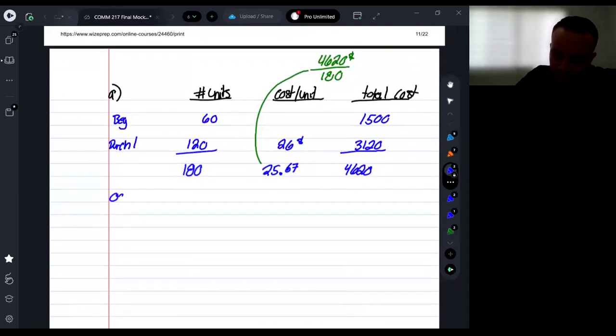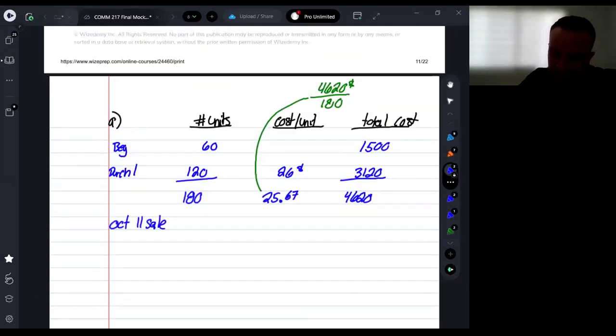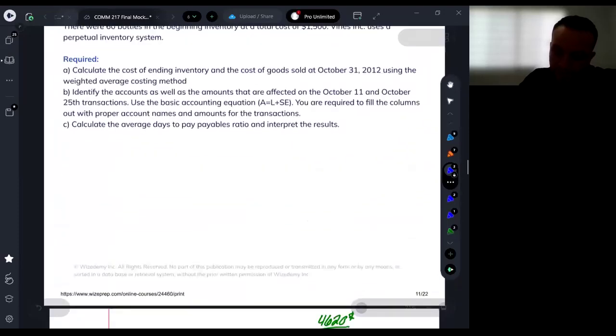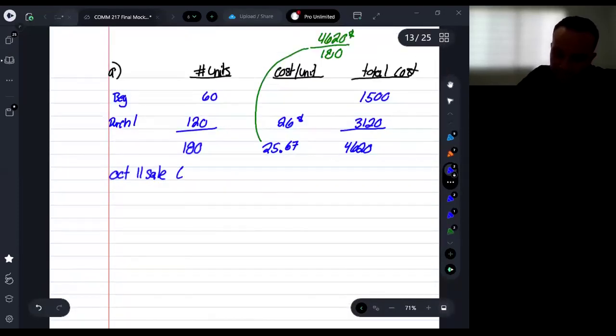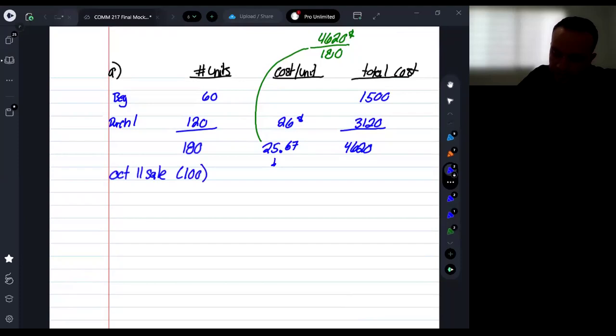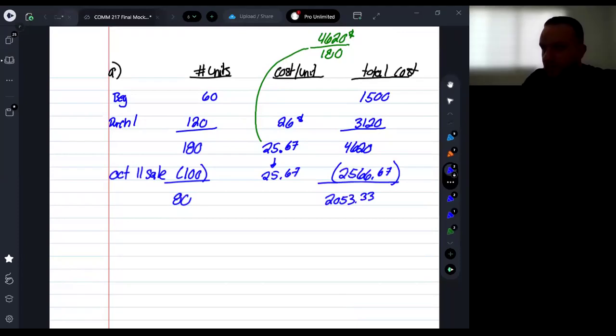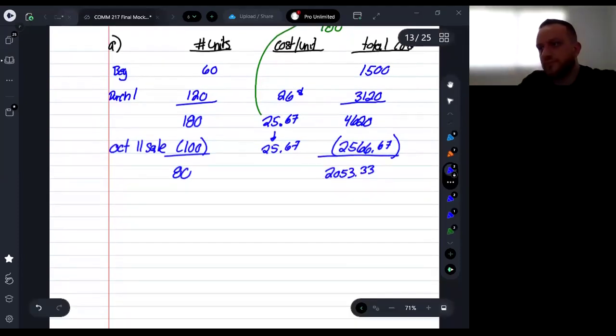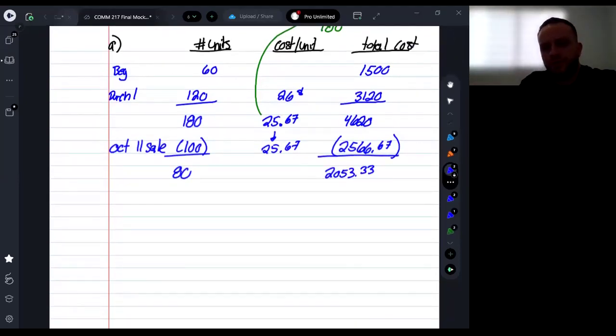So now on October 11, we have a sale. We sold 100 units, so you're gonna minus 100. This number, you drag it down. That's gonna be 2566.67 as a negative. So we now have 80 units left at 2053.33. Are there any questions?